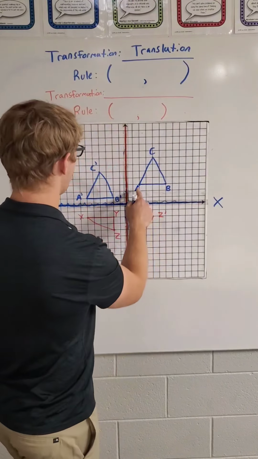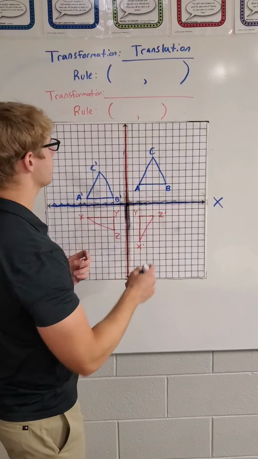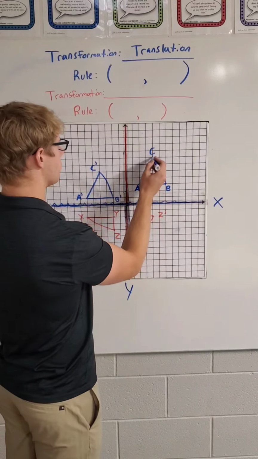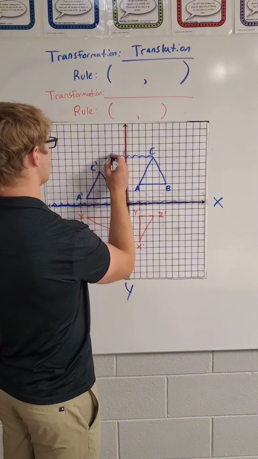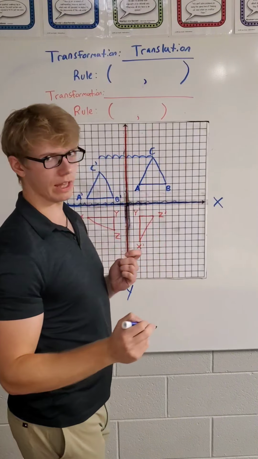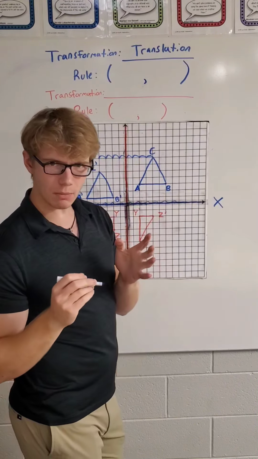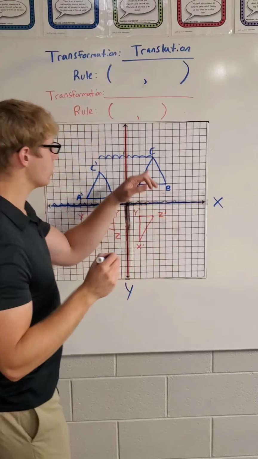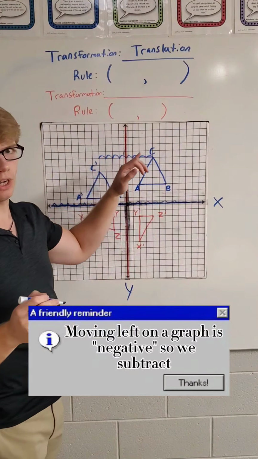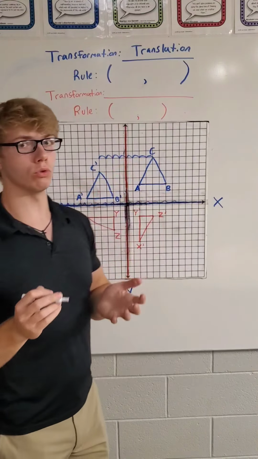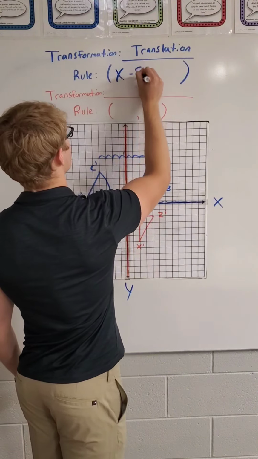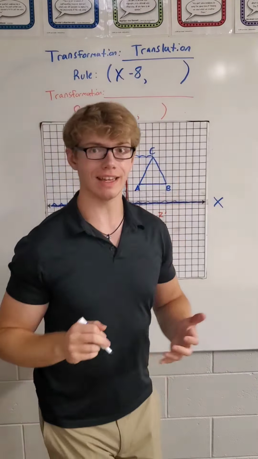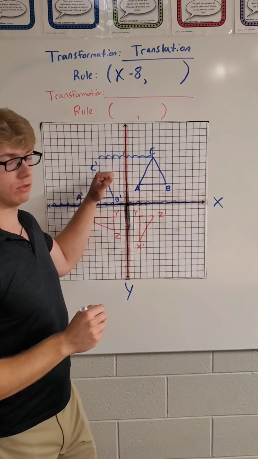So I'm gonna take this point, we'll go with C, right? And I'm gonna figure out, well, we went to the left, right? So 1, 2, 3, 4, 5, 6, 7, 8 units to the left, right? So if we're thinking about our graph, we actually subtracted 8 from our x value. So for our rule, we're gonna write x minus 8. We subtracted 8, we're going to the left, that's negative.